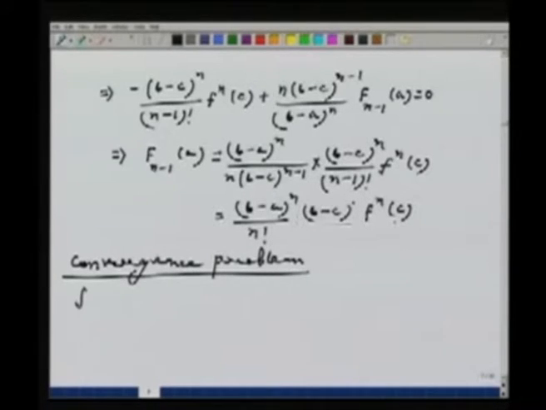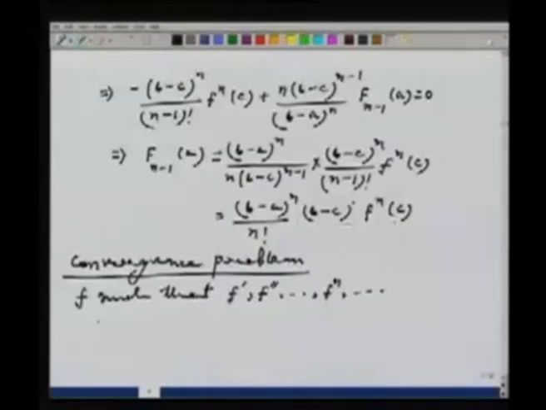Suppose I have a function f such that all the derivatives of f exist of all possible order, that is f prime, f double prime, and so on, f^(n), and it goes on. So for example, I can take f(x) equals e to the power x. It's a function whose derivatives of all order exist. I could have also taken f(x) equals sin x, for which also derivatives of all order exist.